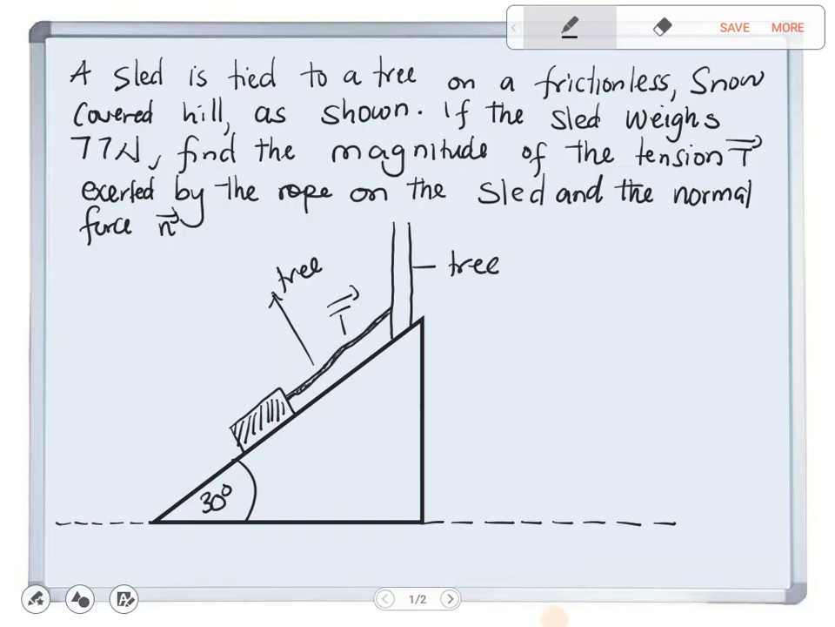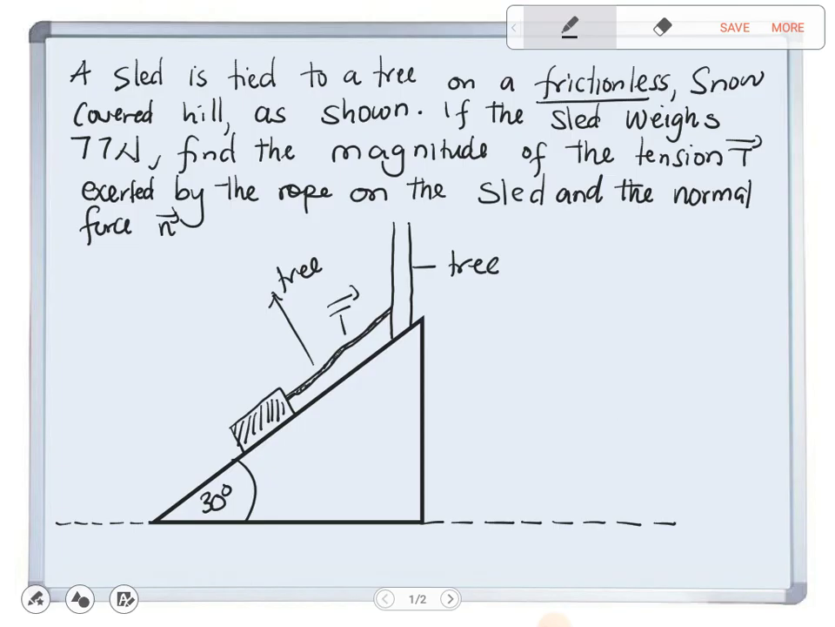I have a question here under the application of Newton's laws of motion in physics. For those doing foundational physics, this is something that you need to look at. The question says a sled is tied to a tree on a frictionless snow-covered hill. So this is frictionless. That means we are not taking into consideration friction.